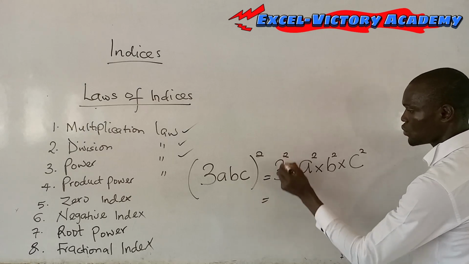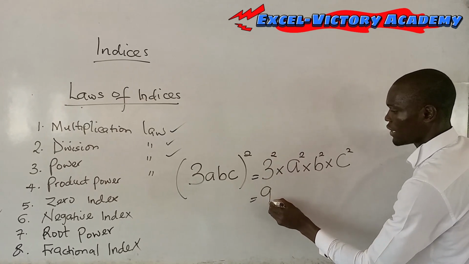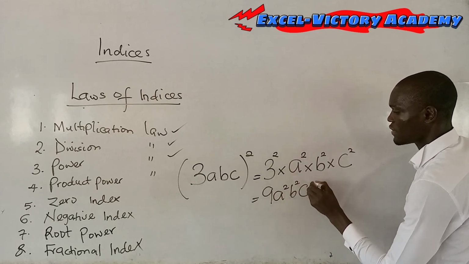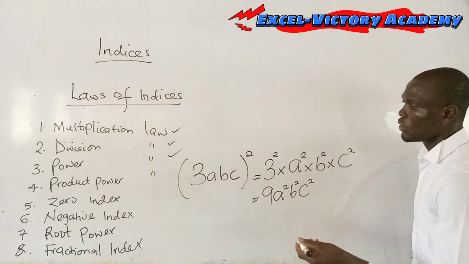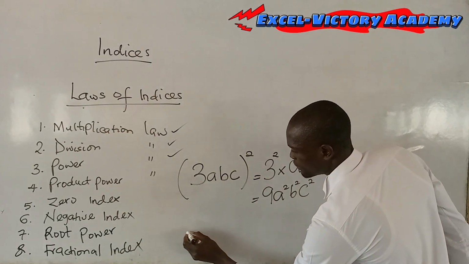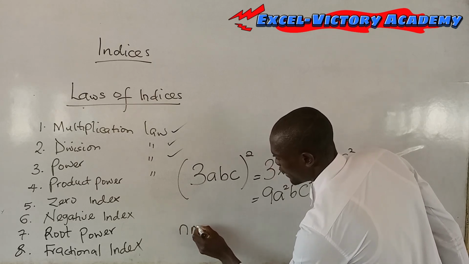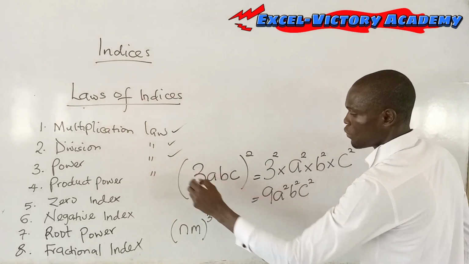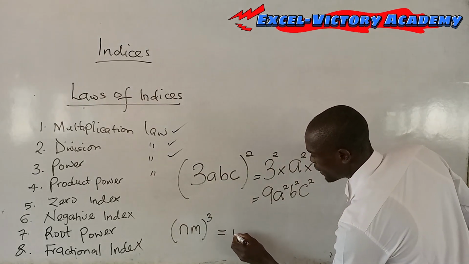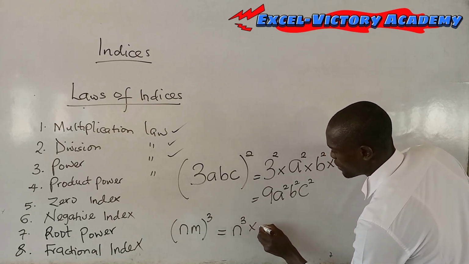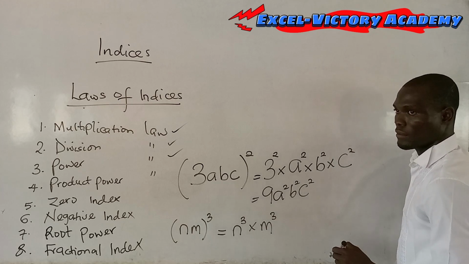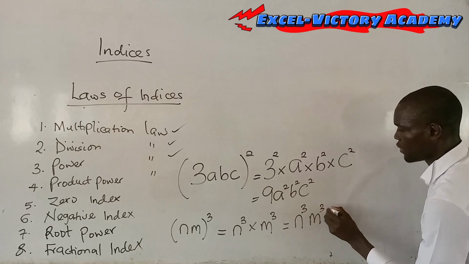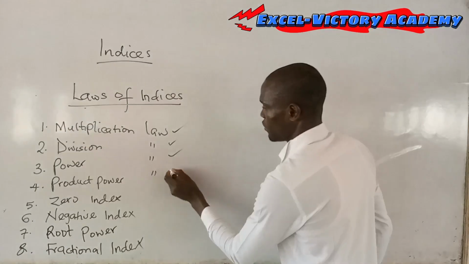Now 3 raised to power 2 is 3 times 3, which gives us 9. A squared, B squared, and then C squared. Secondly, if we have, for instance, m raised to the power of 3, according to product power law, we will have n raised to the power of 3 multiplied by m raised to the power of 3, and this gives us m to the power of 3, m to the power of 3. So that is all on product power.